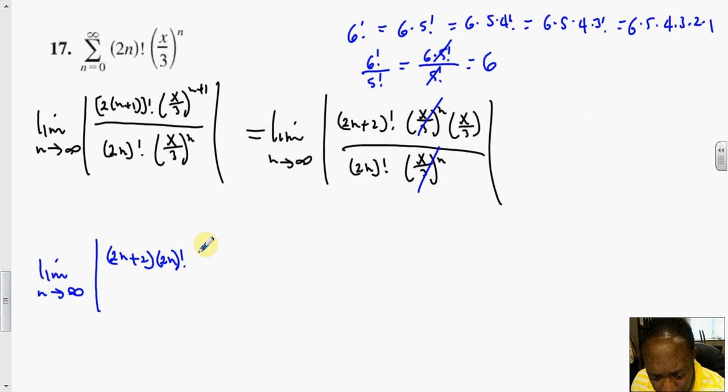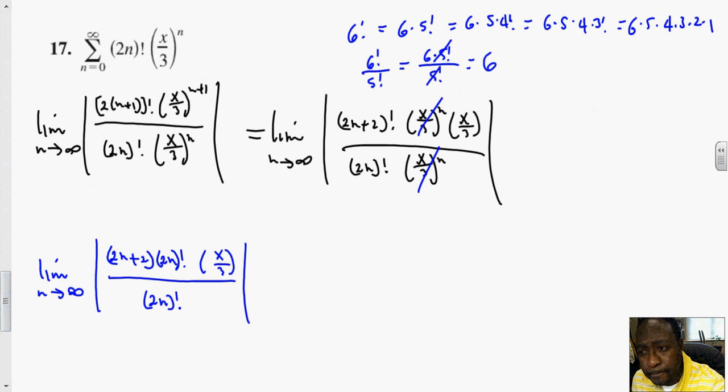Right? And so this is times x over 3, divided by 2n factorial. The 2n plus 2 is there, but the 2n factorial cancels out.